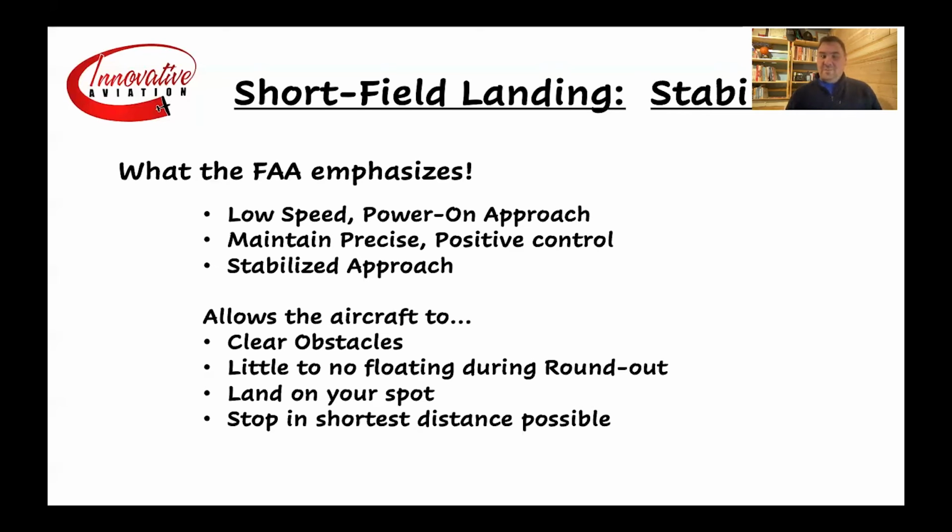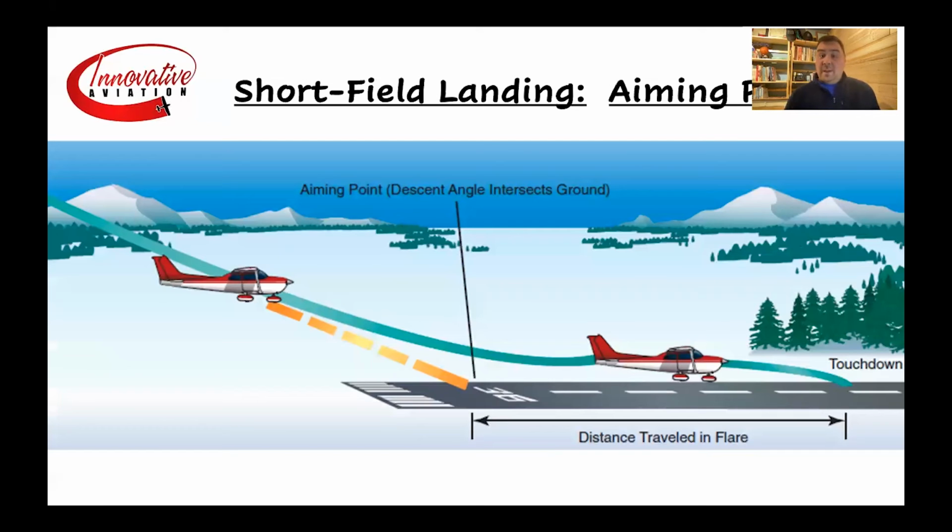So this brings up a really good point. When we said land on your spot, how the heck do we do this and why is it important? I want to talk a little bit about the difference between the touchdown point and your aiming point. This becomes incredibly important for your landings, specifically because there's a distinct difference between the two. Your aiming point is really where the descent angle intersects the ground on the runway. But your touchdown point is the point where you actually touch down on the runway. So what's happening in between there?